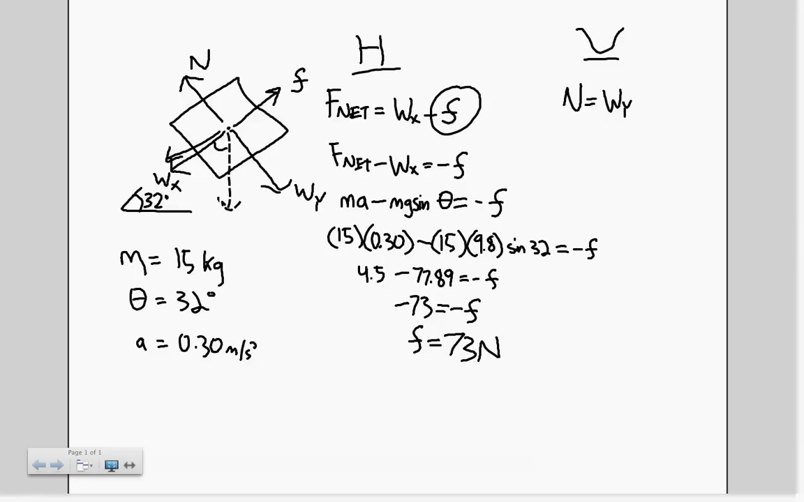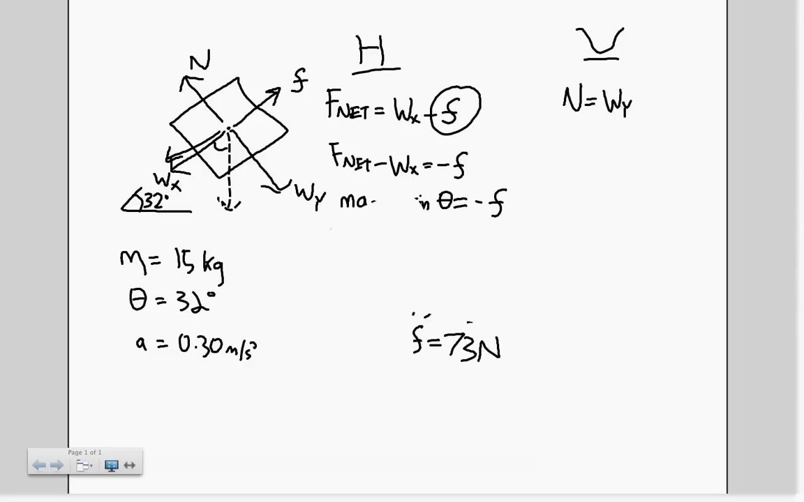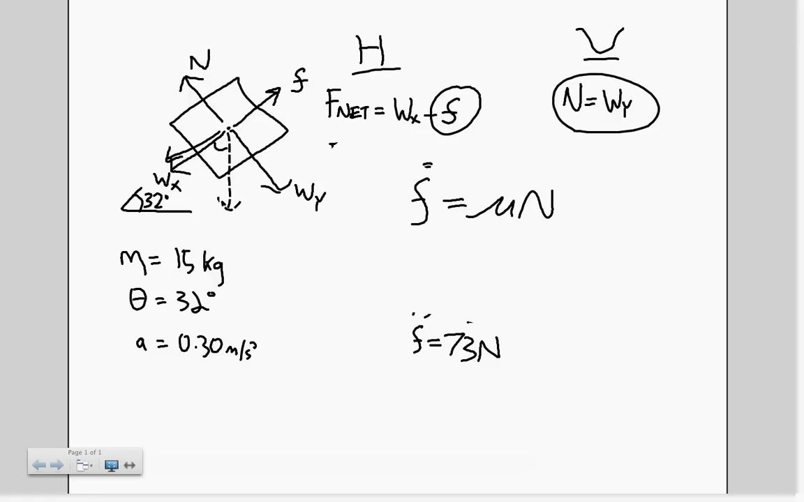So, knowing that we have this friction force equal to 73 newtons, we are going to get rid of this for now. And set friction force equal to mu times the normal force. And up here we see the normal force is equal to W, or weight Y. And then in this context, with the angle, weight Y is equal to mg times cosine theta. So we can plug that in to normal. So we're going to have 73 equals mu mg cosine 32.